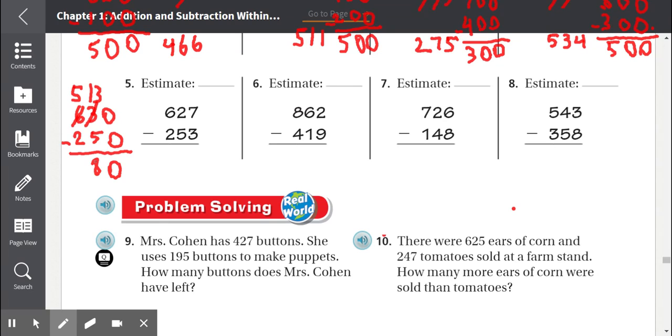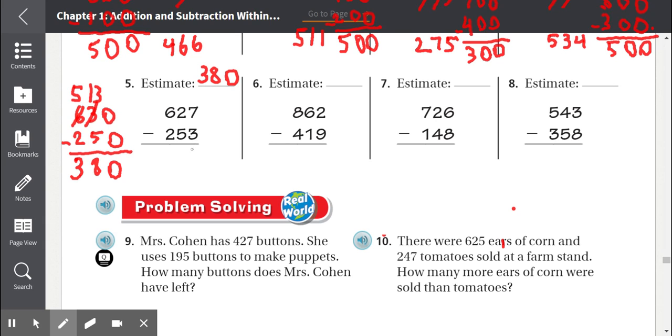Now we go to the hundreds. It's no longer 6 minus 2. It is 5 minus 2. 5 minus 2 is 3. So our estimate is 380. So our answer should be close to 380. So now let's solve the problem and see if we get an answer close to our estimate.